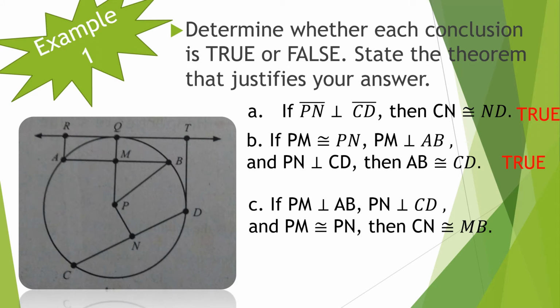How about letter C? If PM is perpendicular to AB and PN is perpendicular to CD and PM is congruent to PN, then CN is congruent to MB. Is that true or false? Yes, it is still true according to the second theorem and the first theorem.